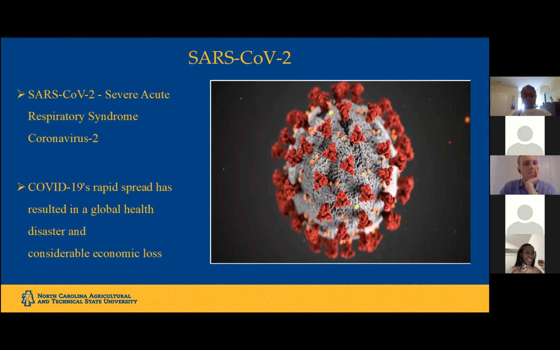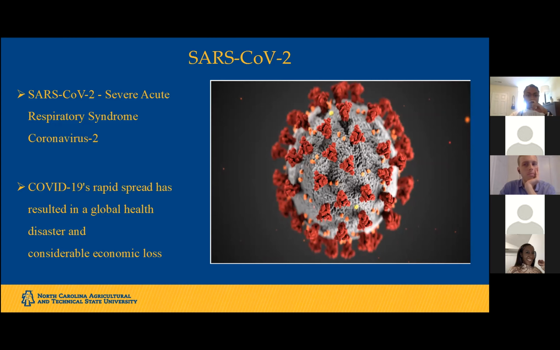Severe acute respiratory syndrome coronavirus is a virus that causes a respiratory disease called coronavirus disease 19, COVID-19, of zoonotic origin, as we all know. Since the start of the pandemic, COVID-19's rapid spread has resulted in a global health disaster and considerable economic loss, which has impacted most of us now. In order to understand the rapid spread, we have to understand how the virus spreads.